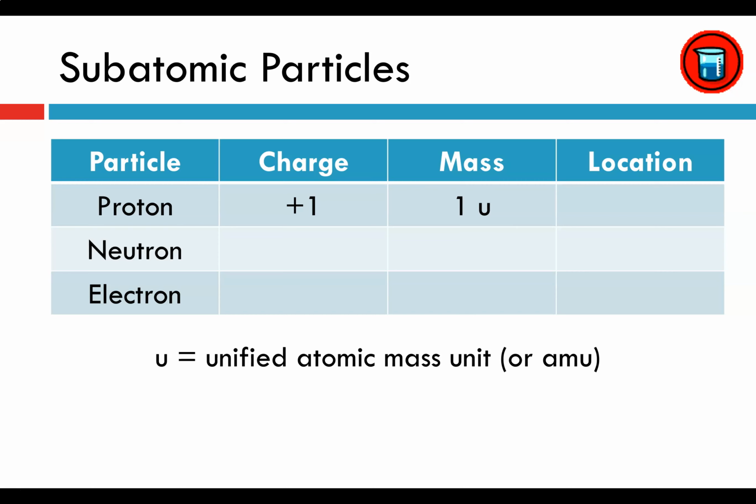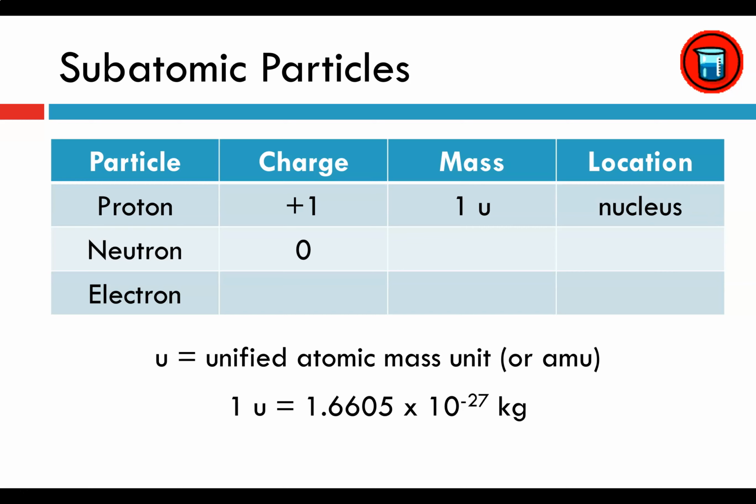To give you an idea of the scale, one unified atomic mass unit is equal to 1.6605 times 10 to the -27th kilograms. It is an extremely small, almost impossible to really conceptualize mass. Don't worry, I'm not going to ask you to regurgitate these numbers at any point in time. If you know proton is 1 U, we're in good shape. Finally, protons are found in the nucleus.